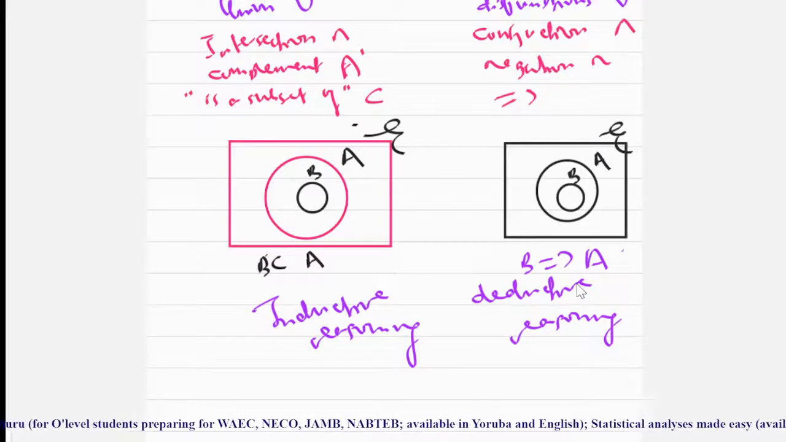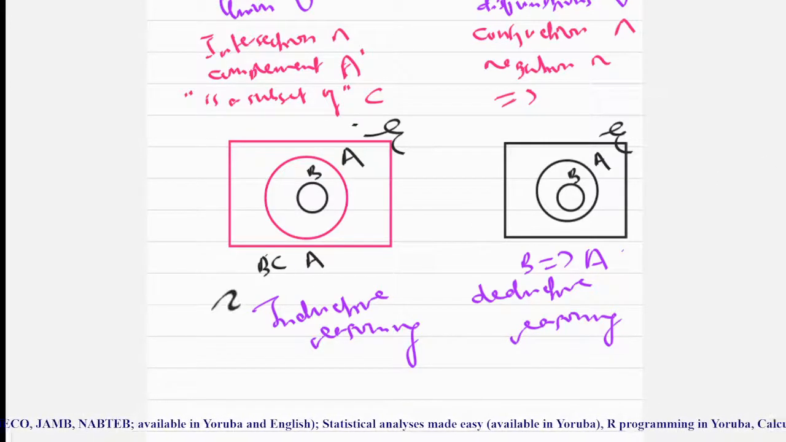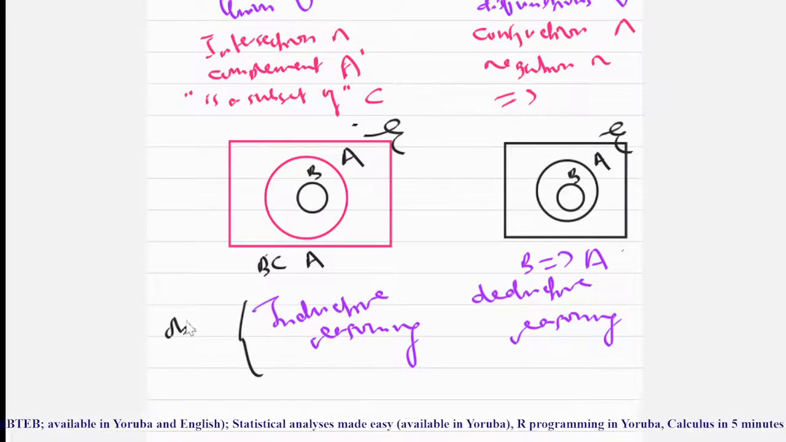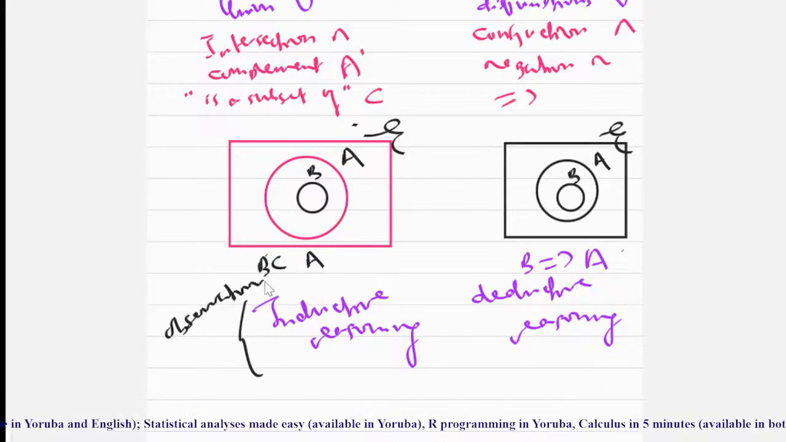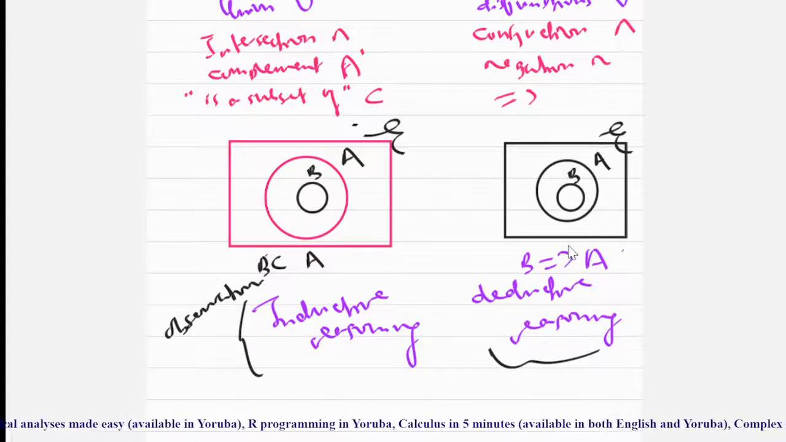So when you have this type of reasoning, we call it inductive reasoning. That is when you base your conclusion on observation. But when we say deductive reasoning, it's more of the reasoning we used in the last video.